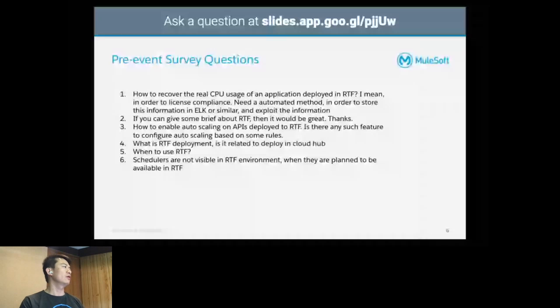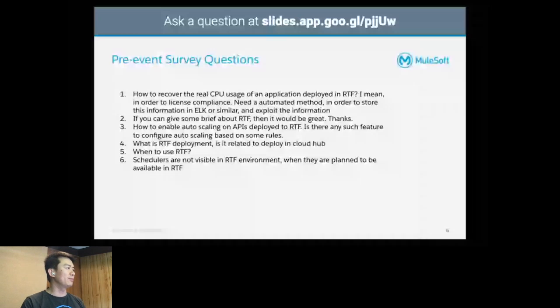The second question: if you can give some brief about RTF, then it would be great. This is about the previous slide about the RTF architecture. The third one: how to enable auto scaling on an API deployed to the RTF? Is there a feature to configure auto scaling based on some rules? Unfortunately, it's not available, but we do see this is on the roadmap. Please put your ideas in the idea portal so the product team can prioritize these features.